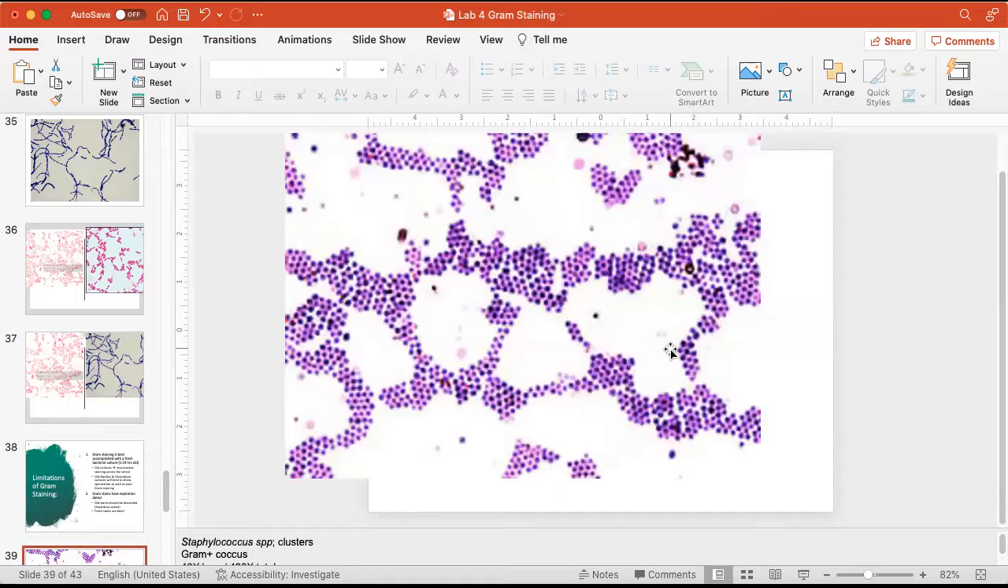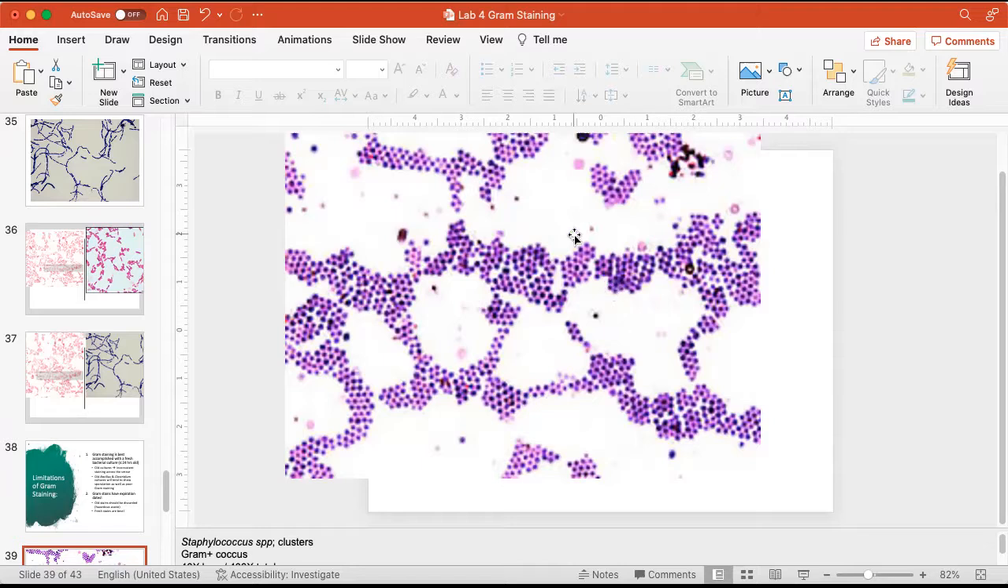Now, at first glance, and I'm under the 100 oil immersion here, at first glance, you might say, oh, gram-positive cocci. I see purple circles, and they're clustering. Gram-positive cocci. You'd be forgiven for saying that as a student, as someone who's learning. But with a little experience, you would stop and say, hold on a minute, this doesn't look like a good smear to me.